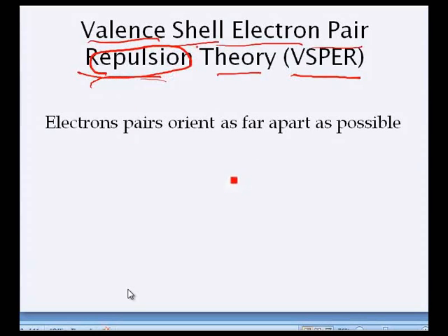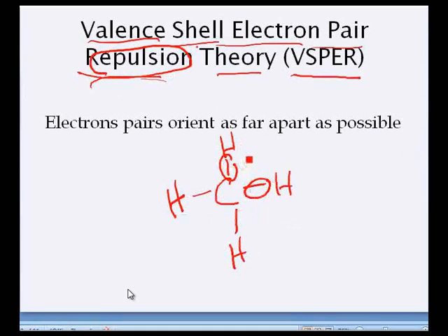So, if I have something like carbon tetrahydride, it's going to look something like this. What VSEPR says is these electron pairs are all negative, and because of that, they are going to orient in space as far apart as possible. Now remember, this is three-dimensional space. So the electron pairs are going to be as far apart as possible.